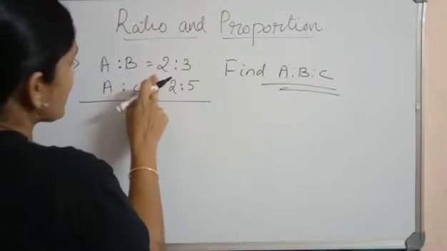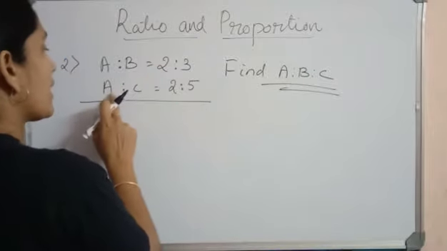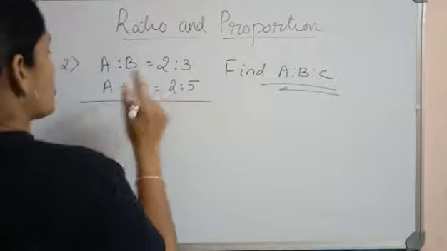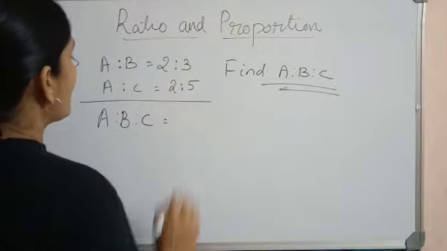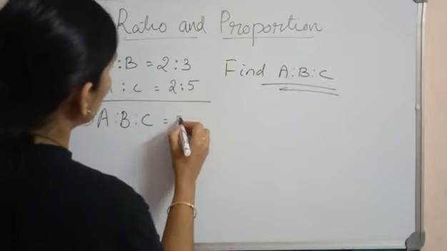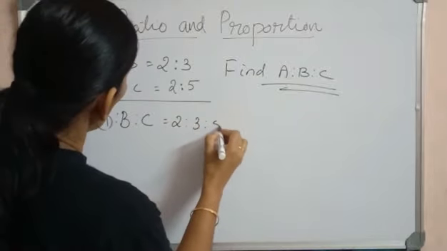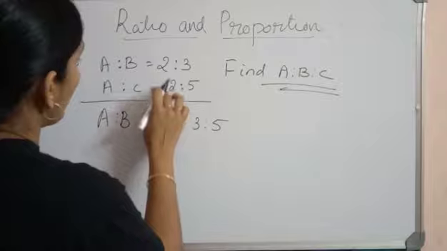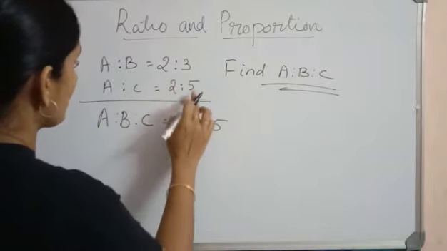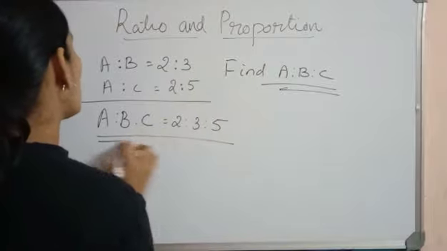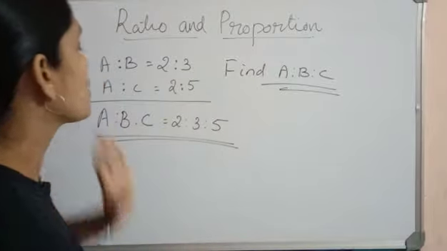Here in the first case, the value of A is 2 and in the second case also the value of A is 2. So, when we are combining, we can write A is to B is to C as 2 is to 3 is to 5, since the value of A is common in both the cases. So this is 2 and the value of B is 3 and C is 5. This is how we can find the ratio A is to B is to C.